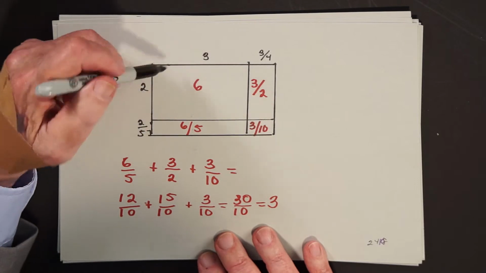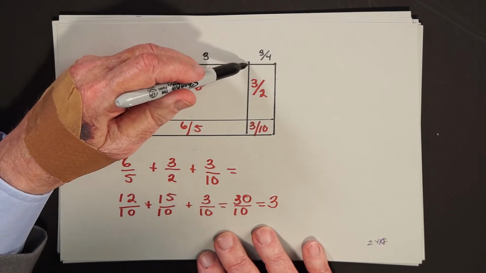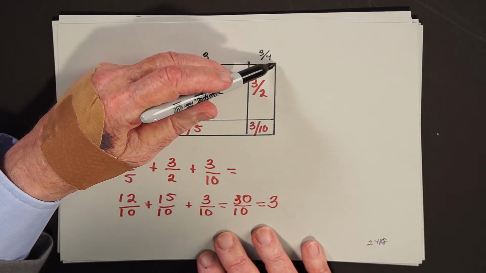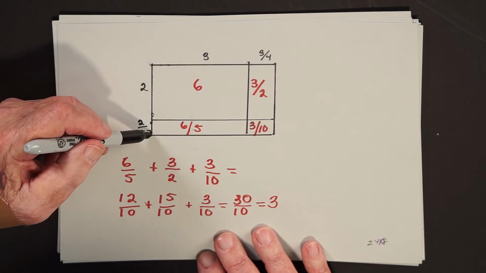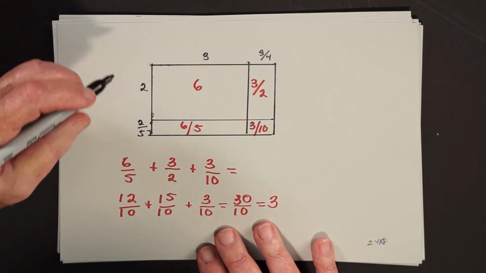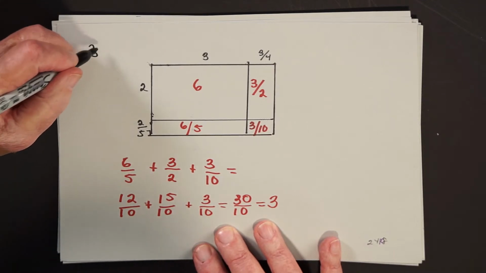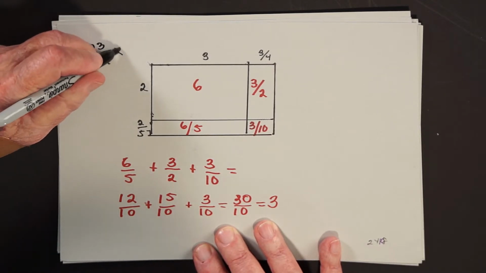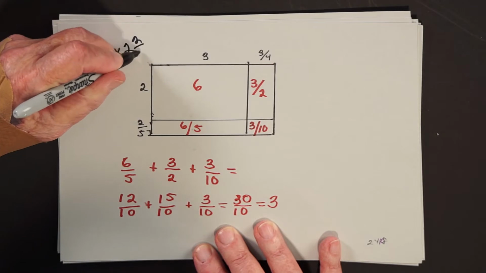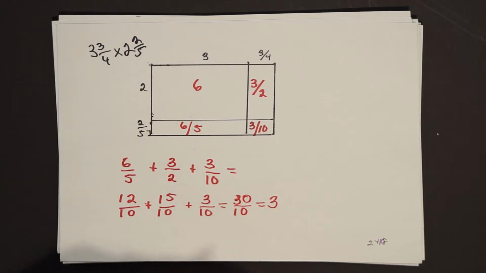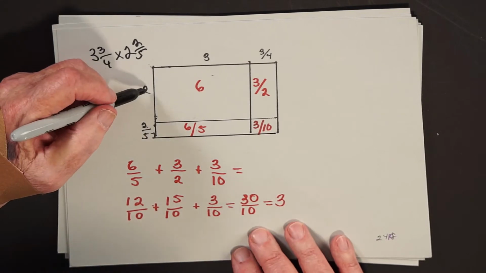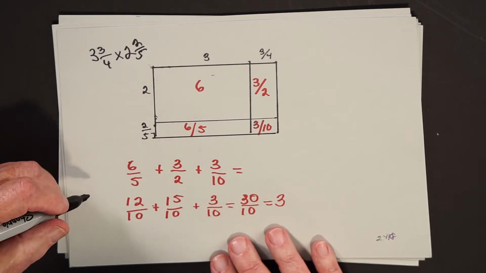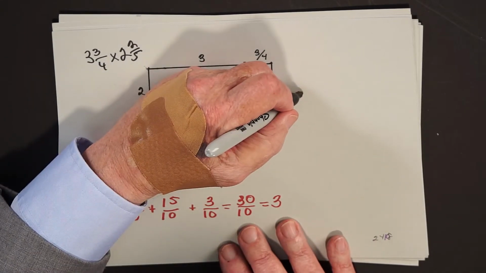Except if you use the area model, it's pretty easy to see. In other words, draw a length of 3 units, and then 3/4 of another unit. Draw a length of 2 units, and then 2/5 of another unit. So on the one hand, the area is 3 3/4 times 2 2/5. On the other hand, it's the sum of the areas of these 4 pieces. Well, the 2 times 3 gives me 6.